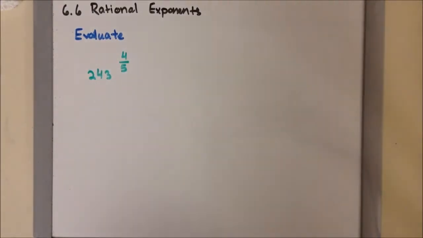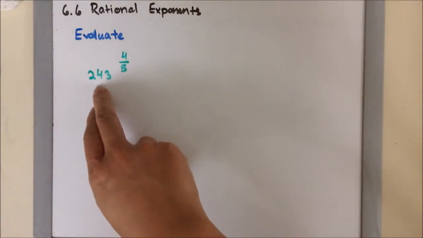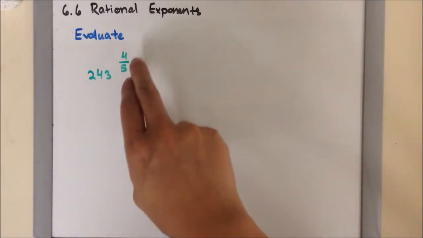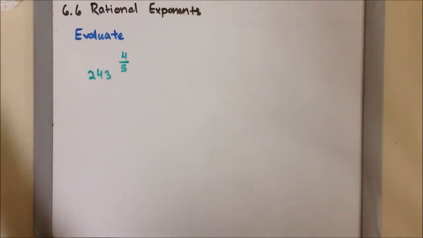Alright, in this part we're being asked to evaluate. In our first example, we are given a rational exponent, or exponential form, 243 being raised to the power of 4/5. So let's convert that into radical form.